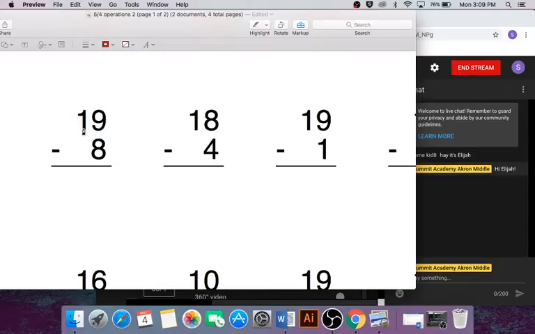Our next problem, we have 19 minus 8. We start on the right. We have 9 minus 8, which is 1. And then we have 1 minus 0, which is also 1. So our answer is 11.